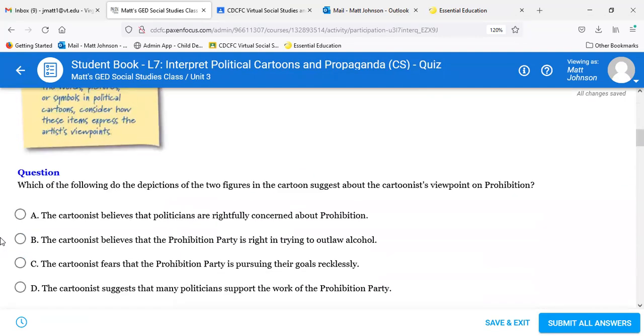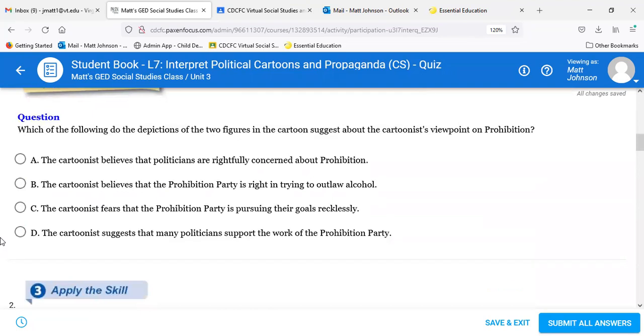All right. So question 1, which of the following do the depictions of the two figures in the cartoon suggest about the cartoonist's viewpoint on prohibition? Jessica, let's lead off with you. What do you think that means?